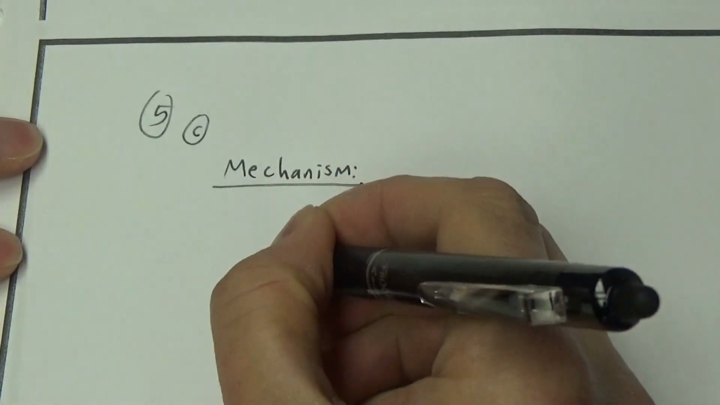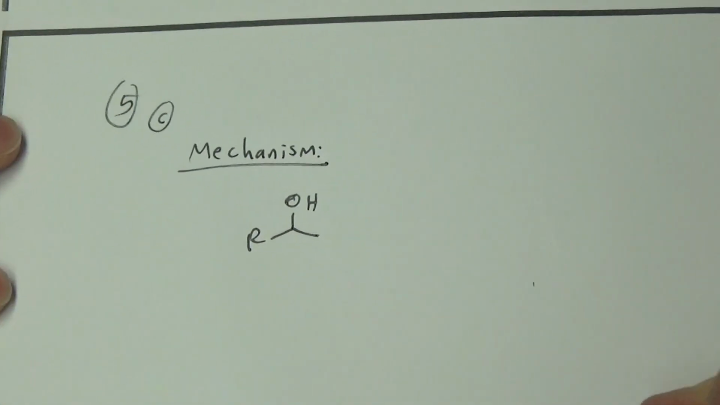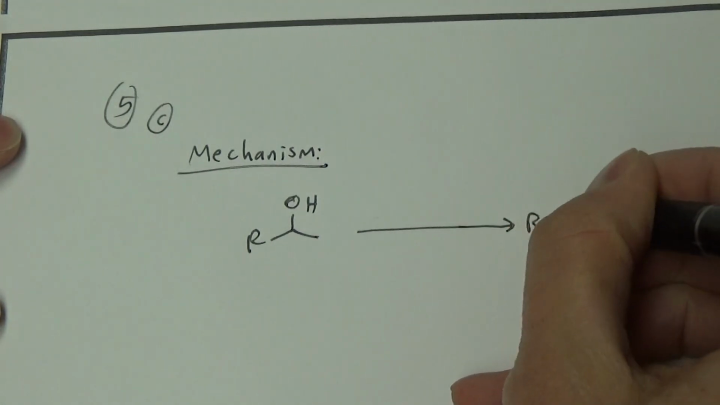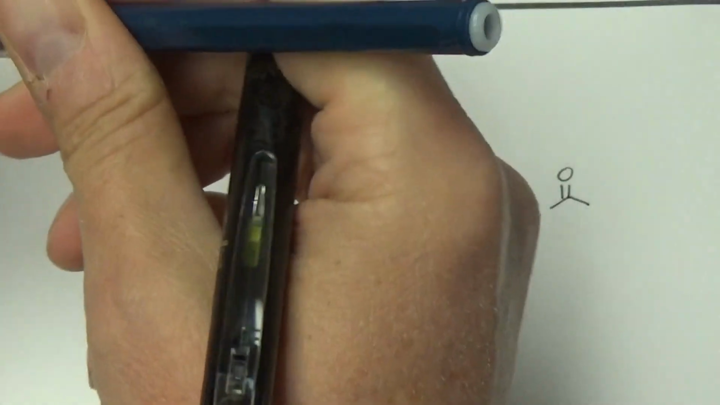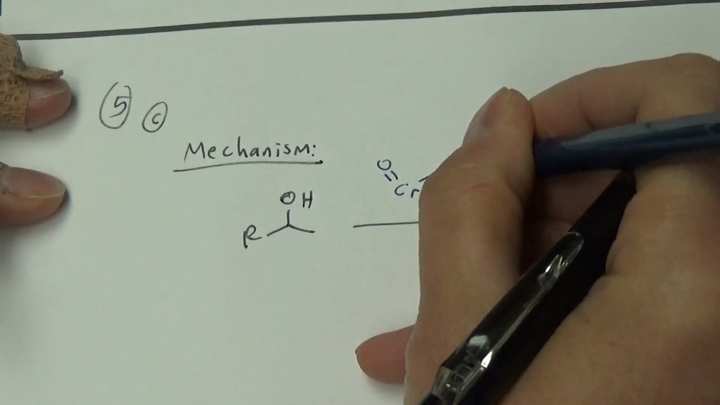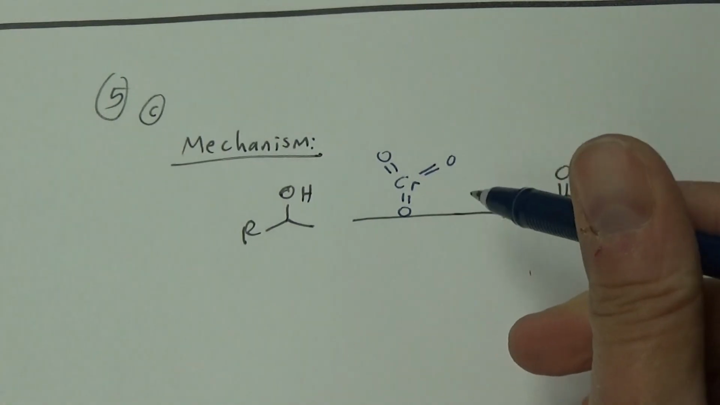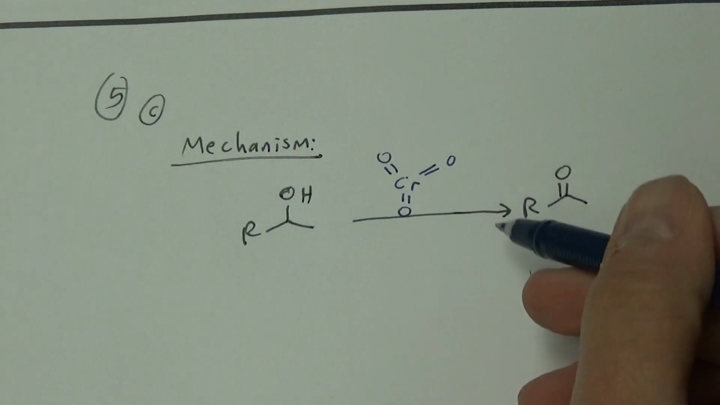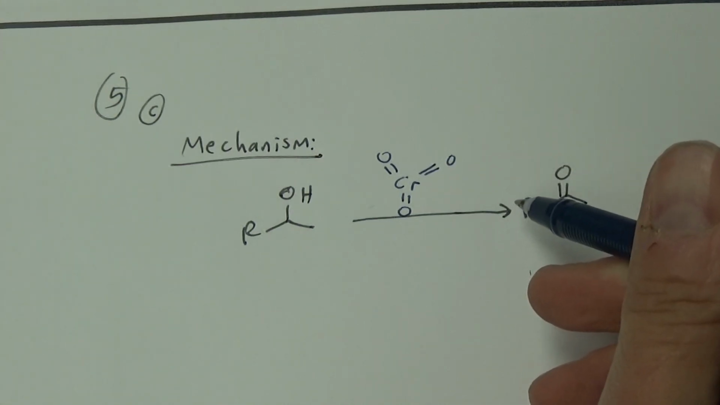Alright, so if I have an alcohol, I'll just use a secondary alcohol to make this easy. And I'm reacting it with CrO3, just because it's easy to draw. It's all the same. PCC does the same exact thing. It's just, remember PCC has a more complicated structure, but it does essentially the same thing.